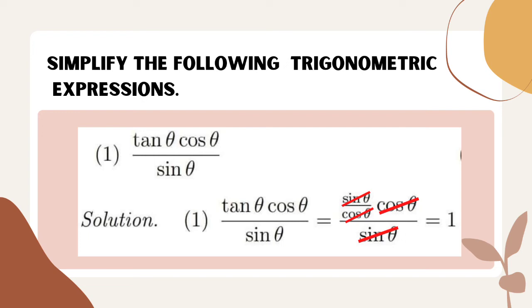We all know that tangent theta has a quotient identity which is equivalent to sine theta over cosine theta. So, substituting that, we will get sine theta over cosine theta times cosine theta over sine theta. We can cancel the sine theta and the cosine theta, and we will get 1. So, the answer is 1. We get 1 because canceling cosine theta and sine theta is equivalent to 1.